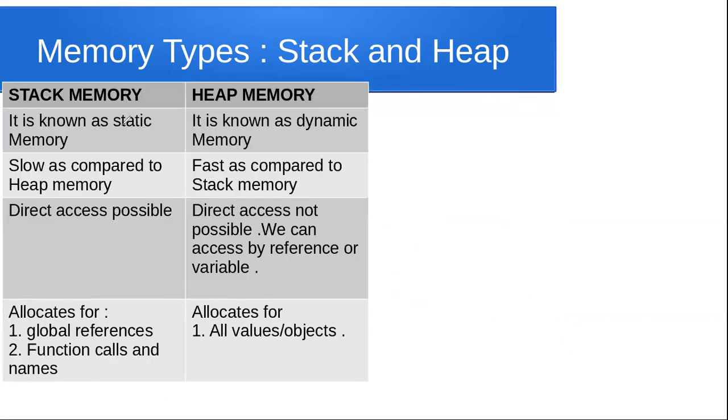This is the stack memory. It is known as a static memory. The heap is known as dynamic memory. Stack is fast, direct access is possible. Heap is slow in nature as compared to the stack memory, and direct access is not possible. We can access by reference or variable. Stack allocates for global references like x, y, z, and function calls and names. Heap allocates for all values, means 10, 20, 30 or objects, in a list or anything. Okay, object.